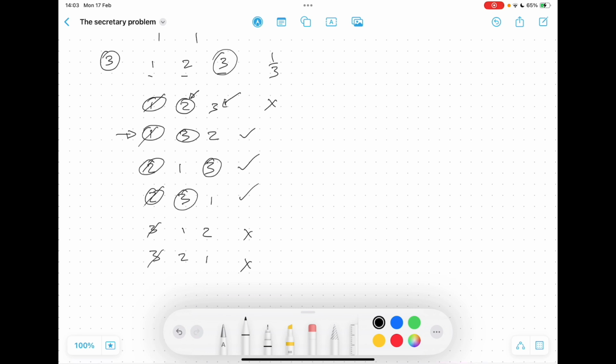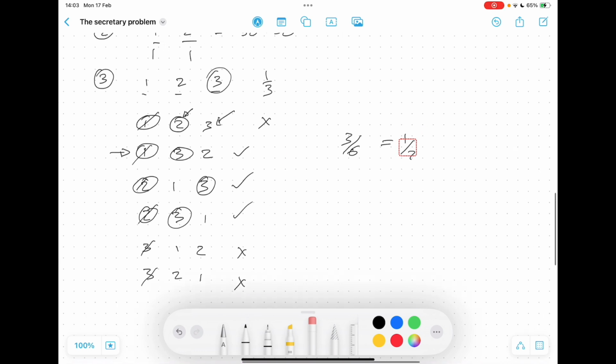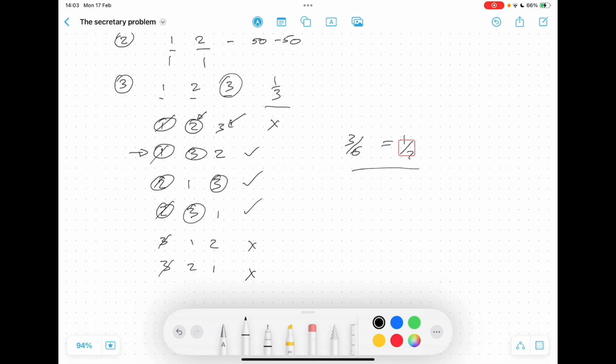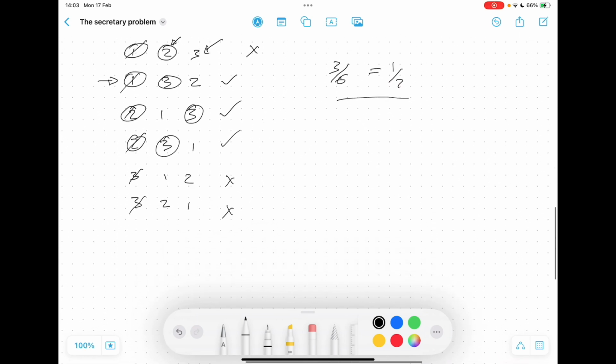So we can actually see that in 3 out of 6 cases we get a win, compared to here, where we only get a win in 1 out of 3 cases. So we actually improved our chances from 1/3 to a half, which is about 17%. So this is actually quite an interesting case. Right, so now let's actually go through the maths.